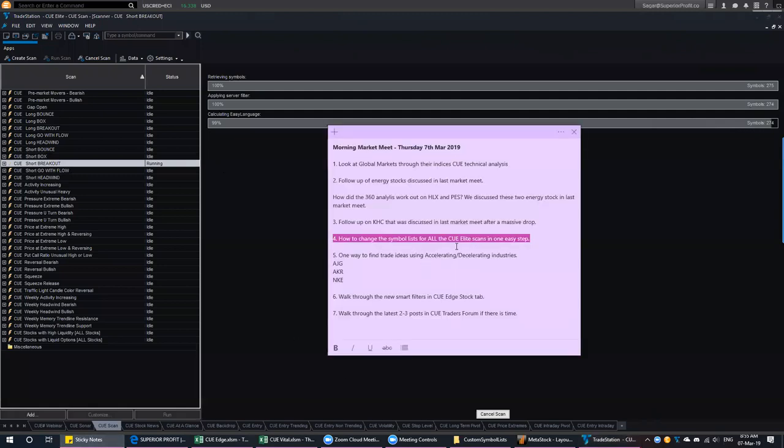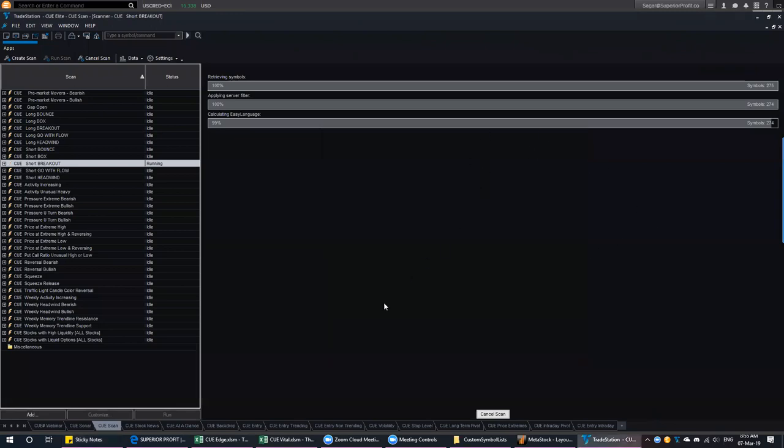Let me check the next topic in the meantime. One way to find trade ideas from accelerating, decelerating industries. Okay, why don't I start with that? Because we are coming to the end of an hour, I will come back to the result of this scan. Let me go back to QH.